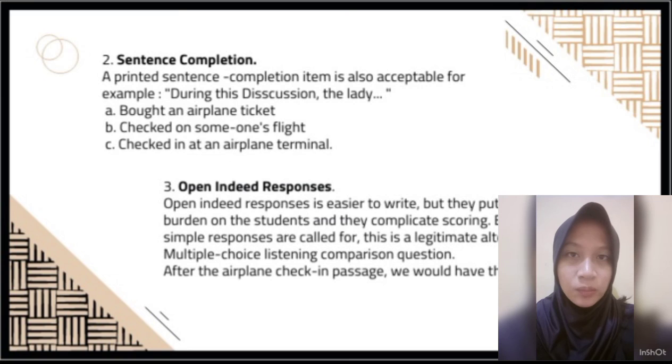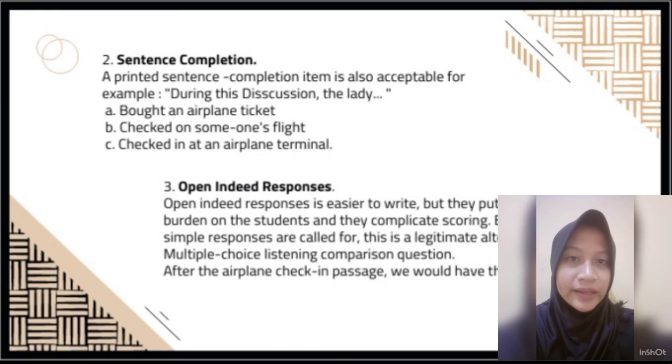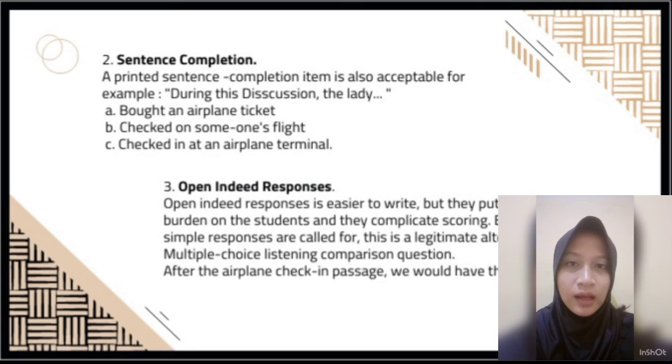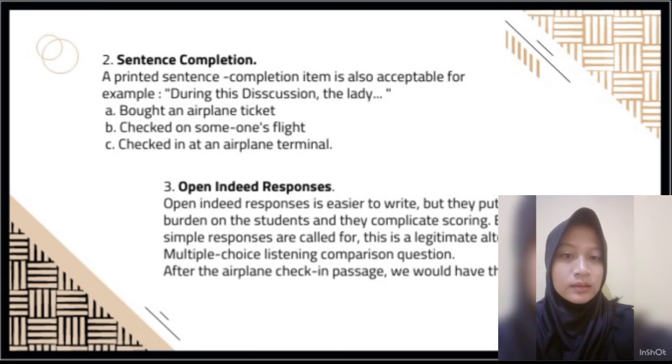And the last is open-ended responses. Open-ended responses are easier to write, but they put more of a burden on the student and they complicate scoring. But if only simple responses are called for, this is a legitimate alternative to the multiple choice listening comprehension question. After the airplane check-in passage, we will have the following. Thanks.